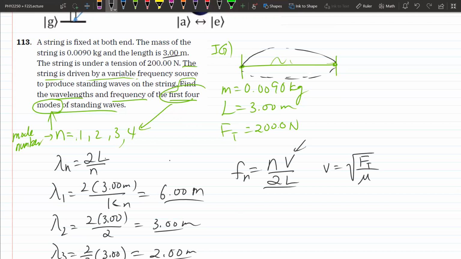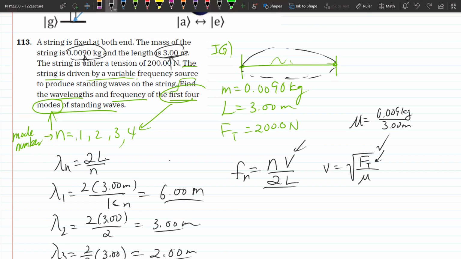Right, exactly. We're given the tension. We're given the mass and the length, so we can actually calculate the mass density. The mass density is 0.009 kilograms divided by 3 meters, because that's the total mass of the string and this is the length of the string. We calculate that on the calculator.